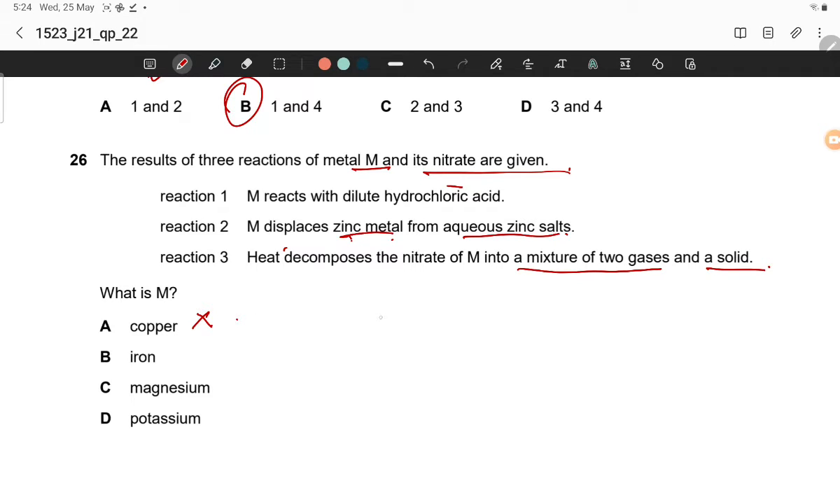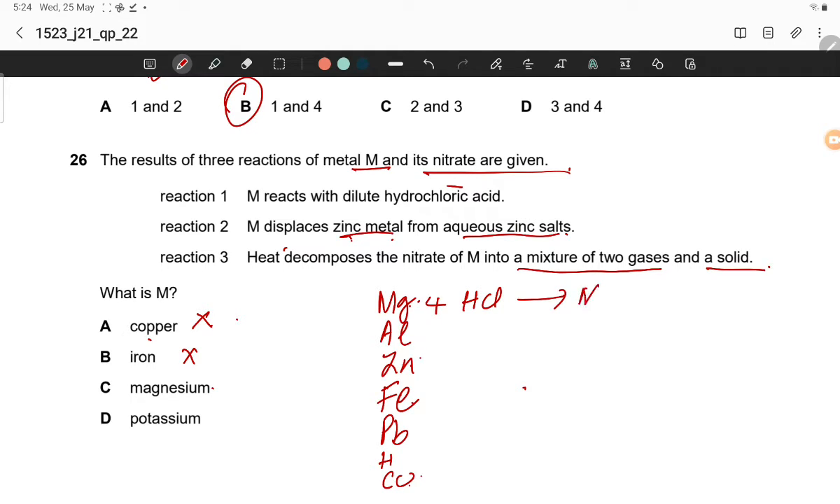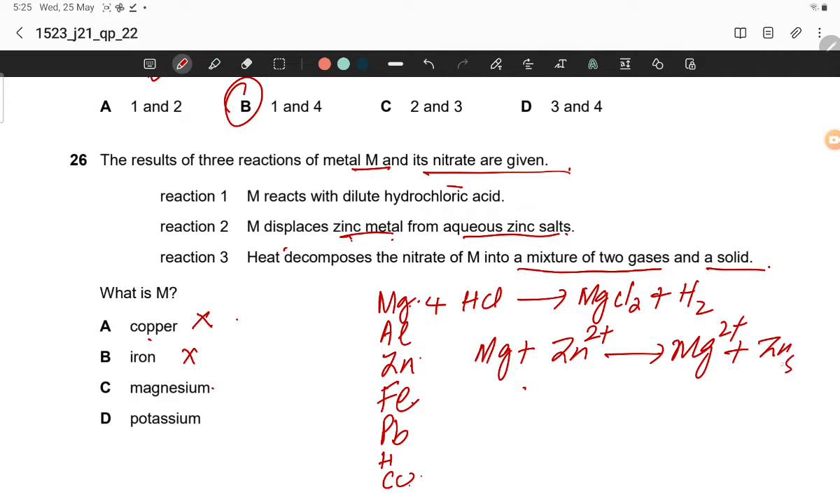Iron, because magnesium, aluminium, zinc, this is the reactivity series, iron, lead and hydrogen and copper. So copper does not displace zinc because copper is present lower in the reactivity series. So it is also incorrect. Iron does not displace. Magnesium can, because magnesium is more reactive than zinc, so it can displace zinc from its zinc salt, and magnesium also reacts with HCl to form magnesium chloride and hydrogen gas. Magnesium also reacts with zinc ions to form magnesium 2+ ion, and zinc is displaced.